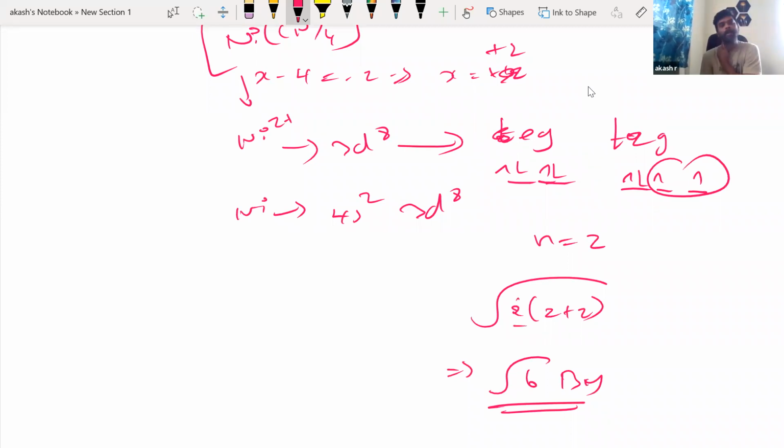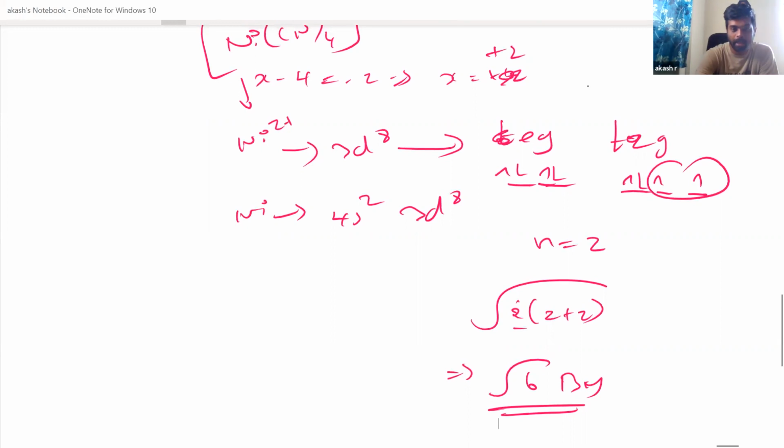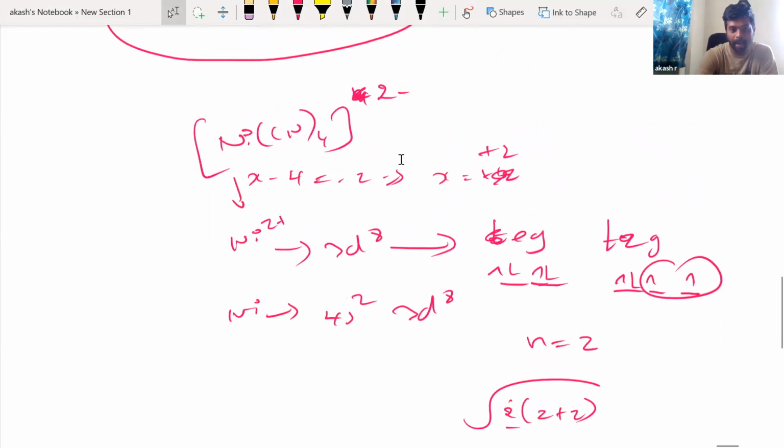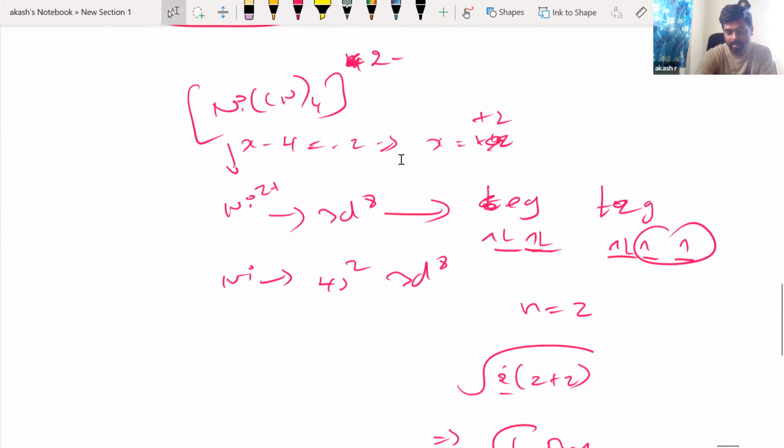Very simple. You will 99% not be asked to find the magnetic moment of tetrahedral complexes, because it is a little controversial. But for octahedral complexes, yes, they will definitely ask you.